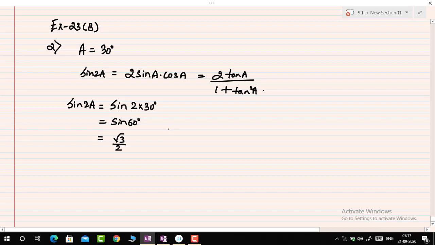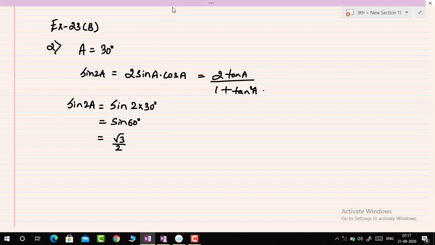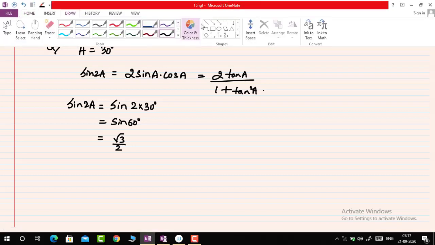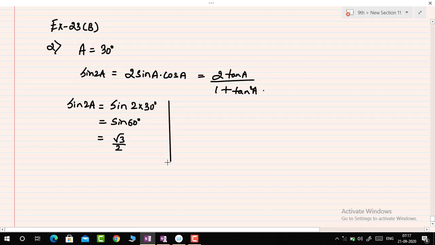Similarly, we will find 2 sine A cos A. So 2 sine A, for A here the angle is 30 degrees, and cos A, that is 30 degrees. And we know sine 30 is 1 by 2 and cos 30 is equivalent to sine 60, which is root 3 upon 2. So it comes root 3 upon 2.